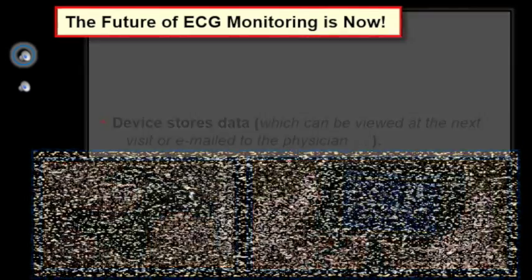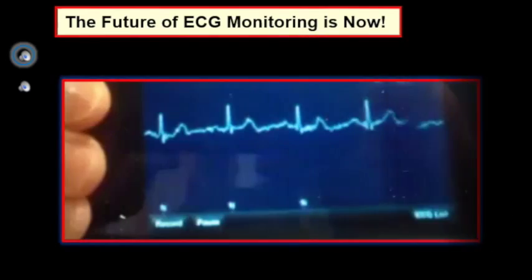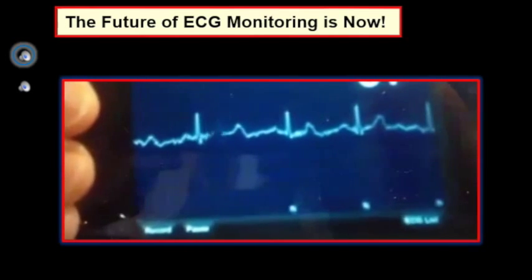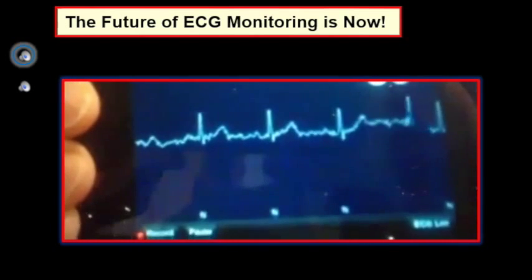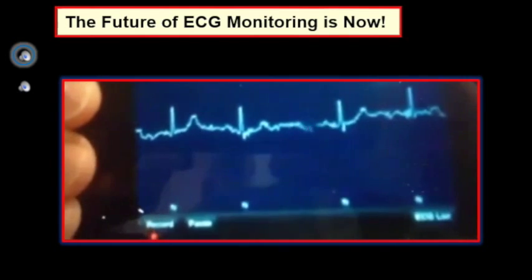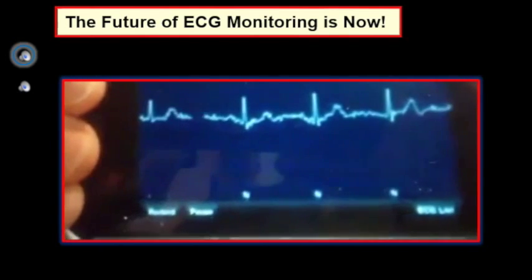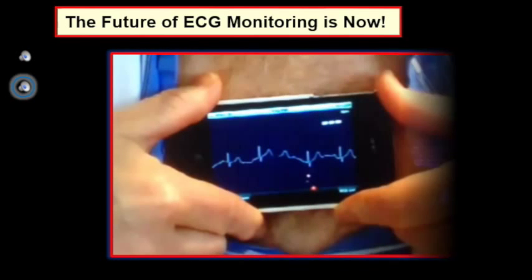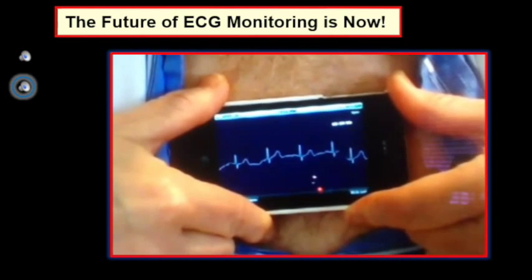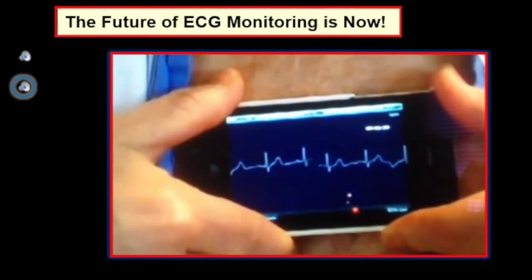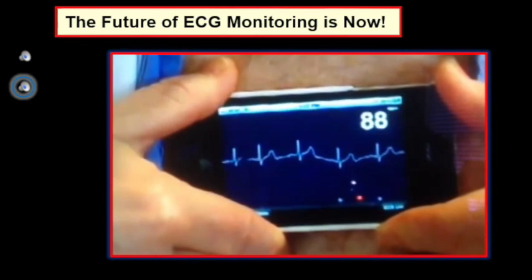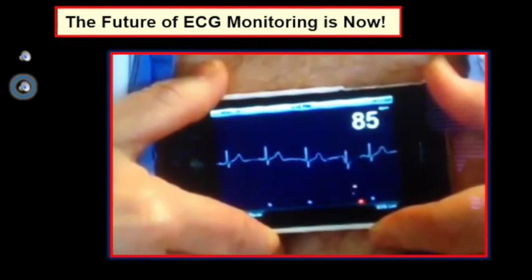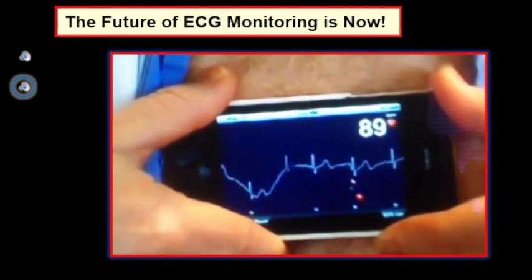Here's what the recording looks like. Admittedly, there's some artifact. You can filter out some of this artifact either by stabilizing the iPhone in your lap or by recording directly from the chest. Note how clear and free of artifact this recording has become.